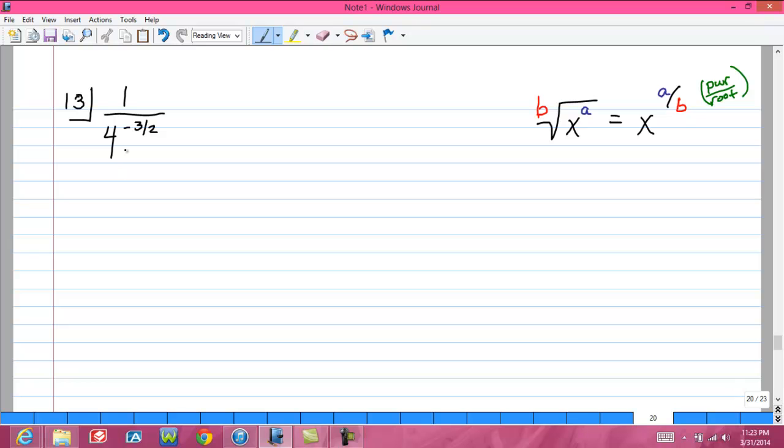13. 1 over 4 to the negative 3/2 power. Move negative 3/2 to the top of that fraction. Rewrite this exponential expression as a radical. The square root of 4 to the 3rd power.